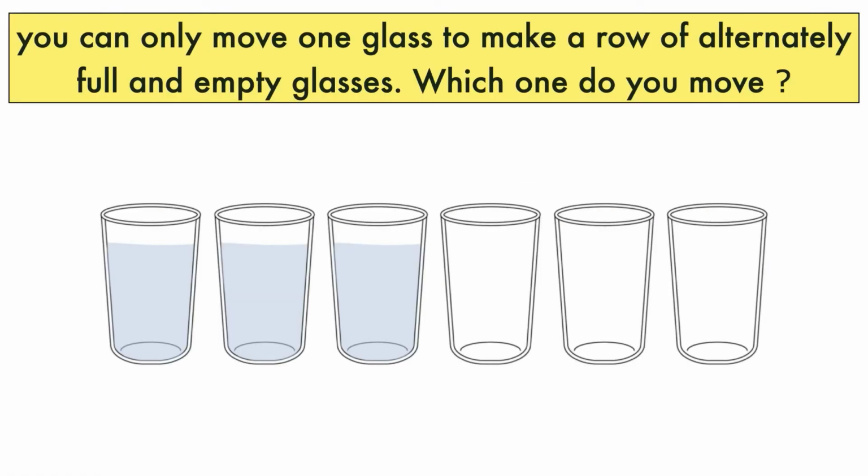In this visual brain teaser, you can see three glasses on the left that are full and three on the right that are empty. You can only move one glass to make a row of alternately full and empty glasses. Which one do you move? This is an interesting brain teaser that requires out of the box thinking.